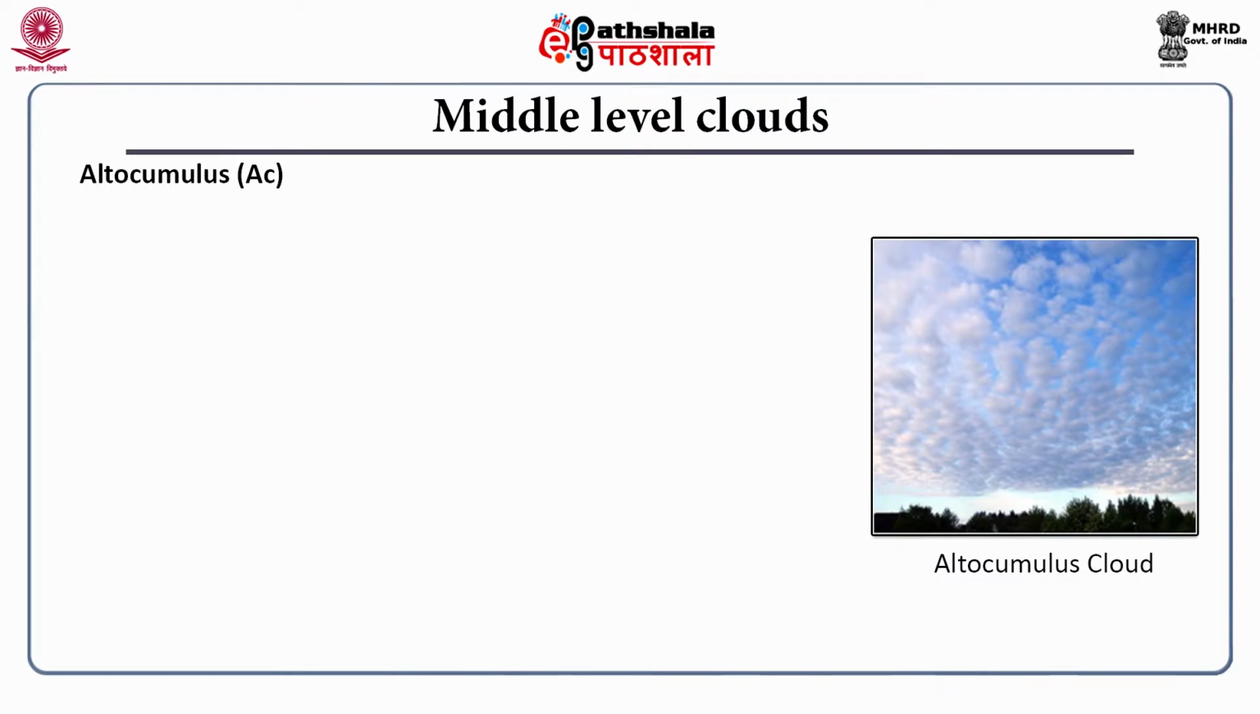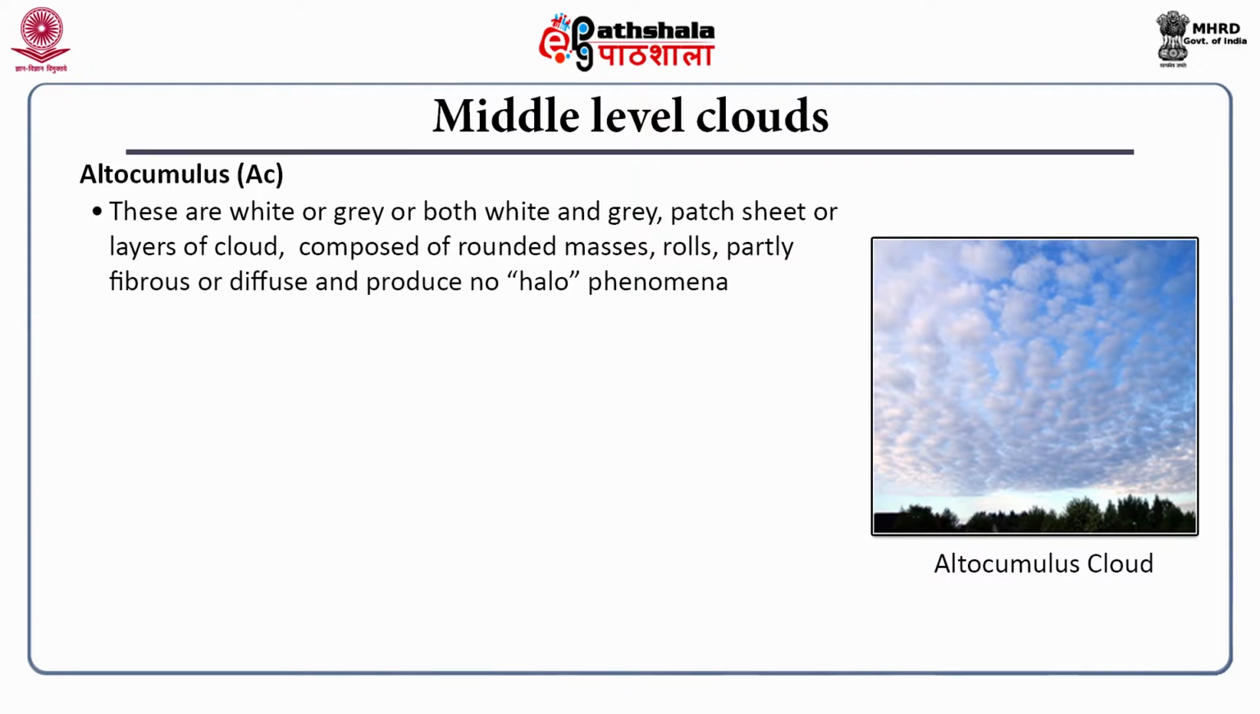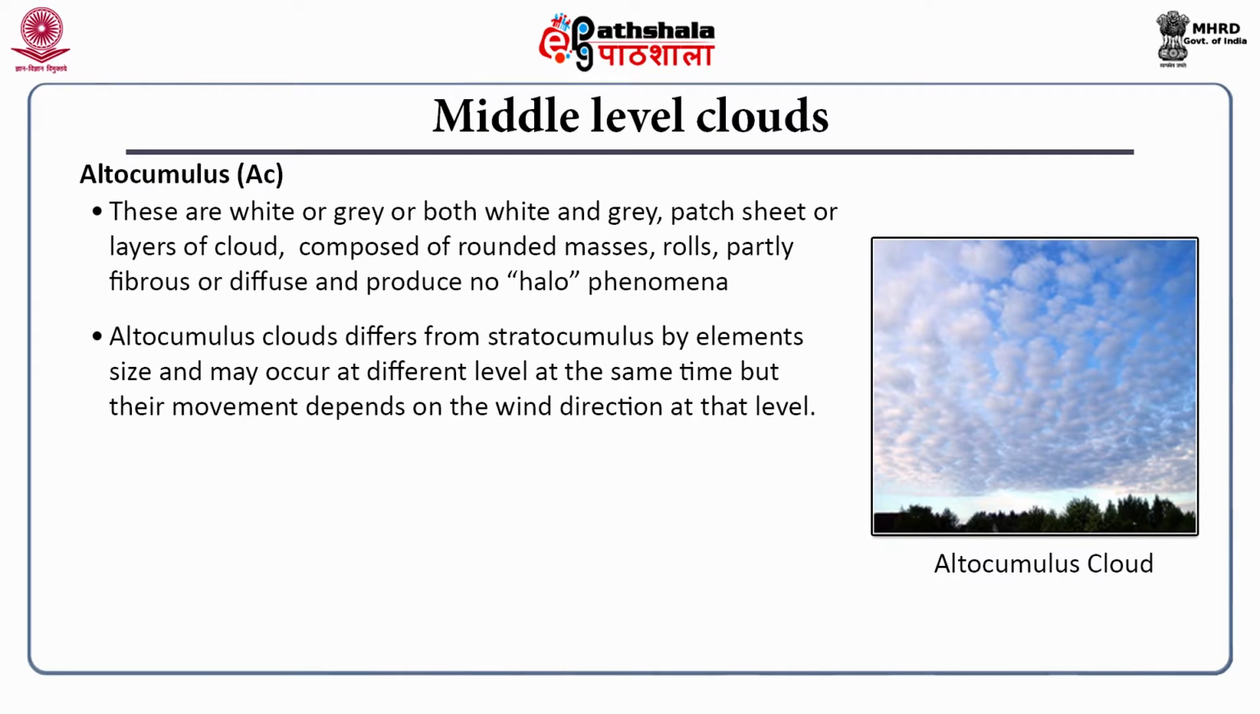Altocumulus clouds. These are white or grey or both white and grey patches, sheets or layers of cloud composed of rounded masses or rolls, partly fibrous or diffuse, and produce no halo phenomena. Altocumulus clouds differ from stratocumulus by element size and may occur at different levels at the same time, but their movement depends on the wind direction at that level.